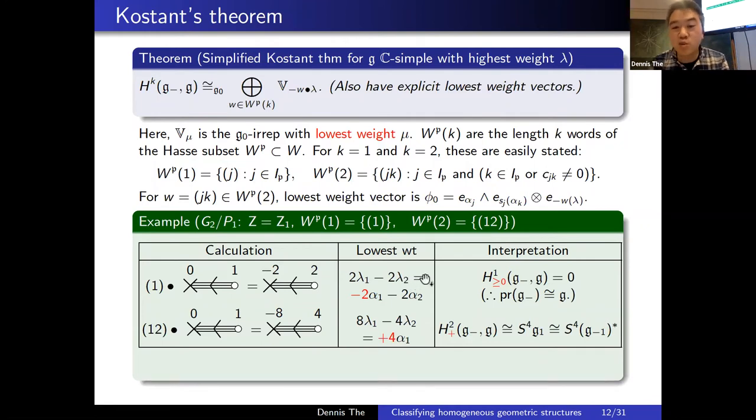I'm interested in the gradings of the corresponding cohomology groups. So I want to convert from lambda notation to alpha notation. I do that using the Cartan matrix. And now I focus on this coefficient of alpha 1, because that's going to be the grading associated to this. Okay, so here it's -2.